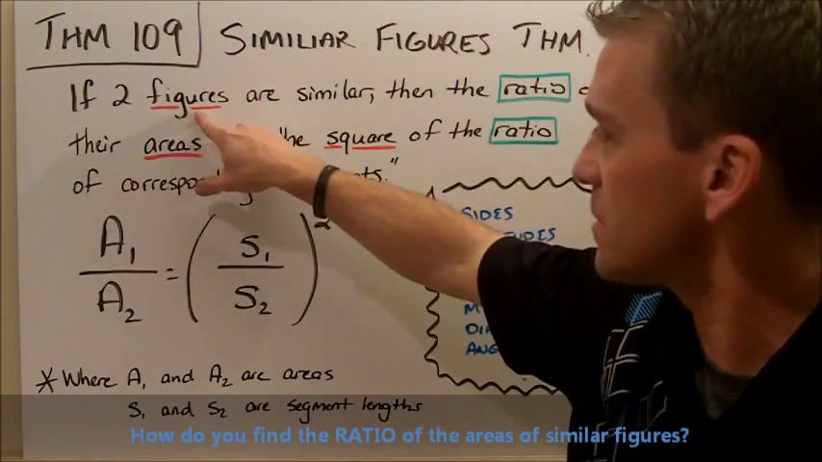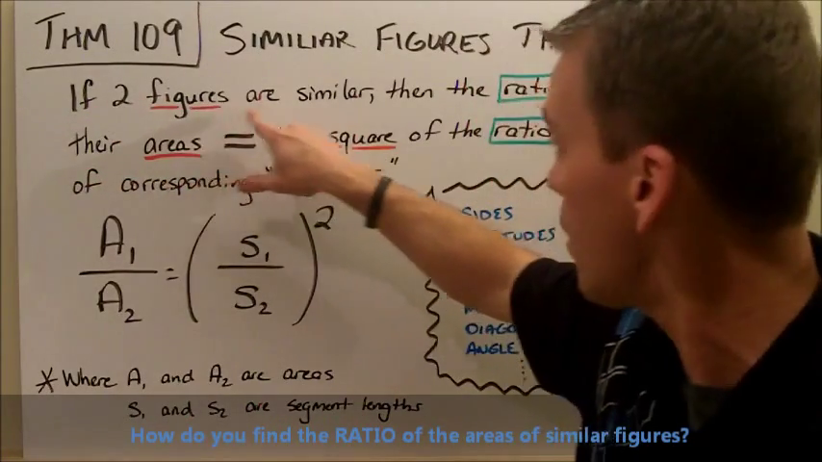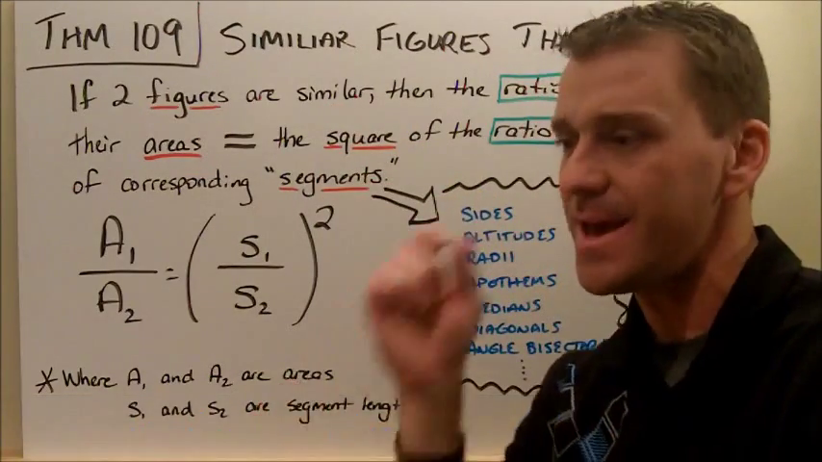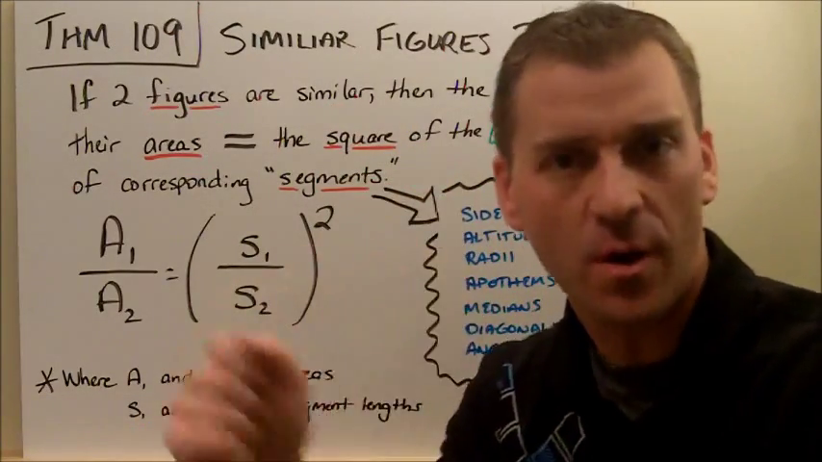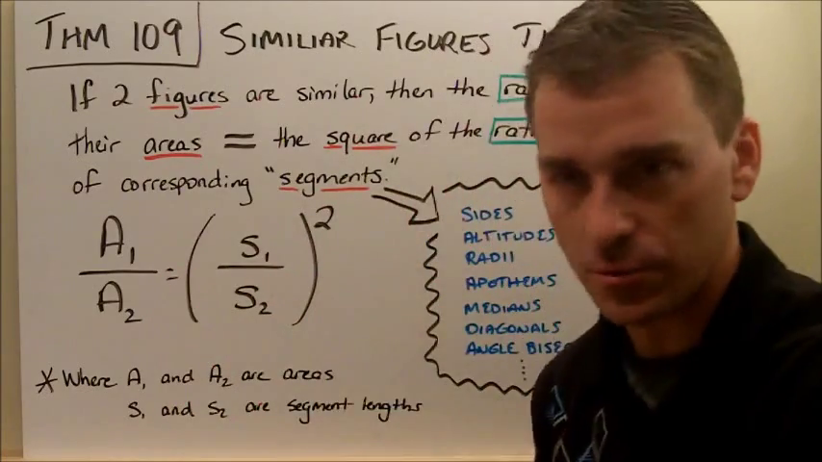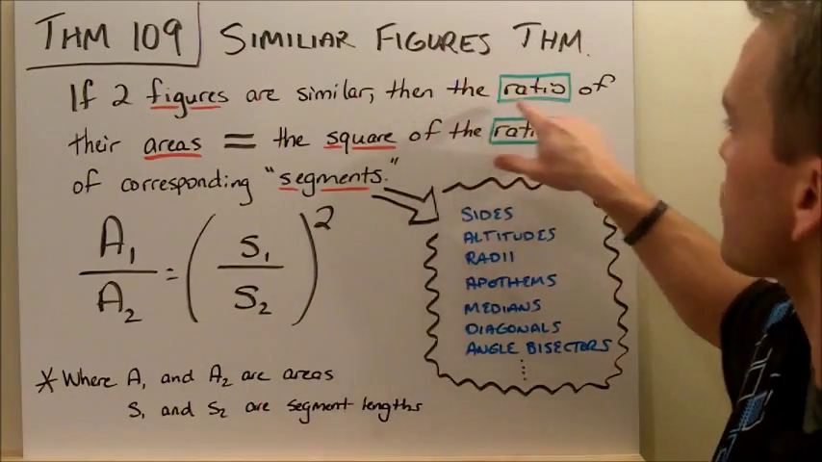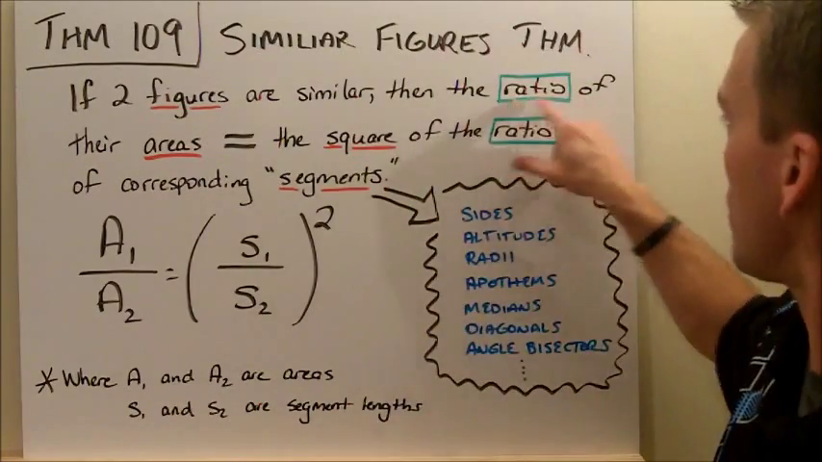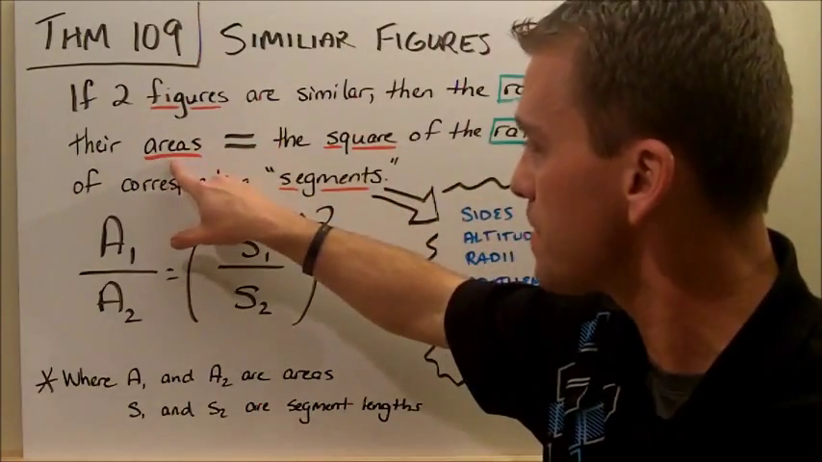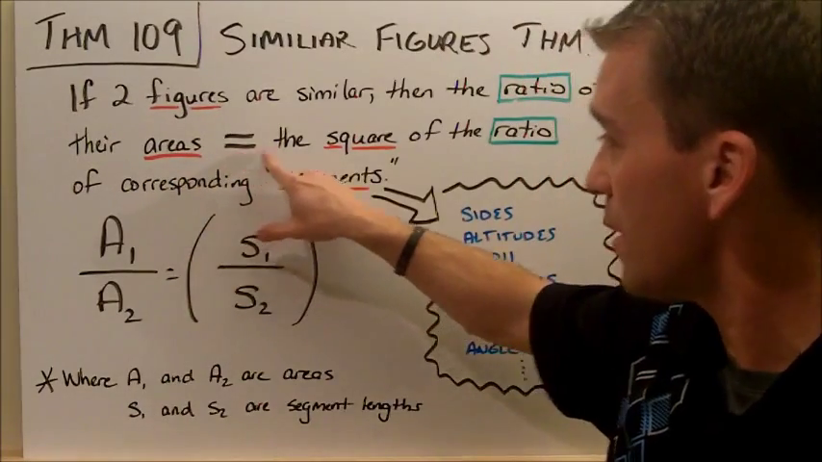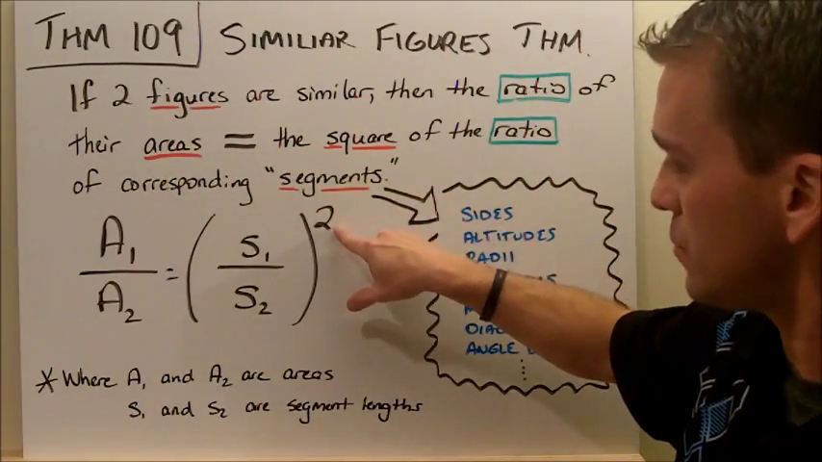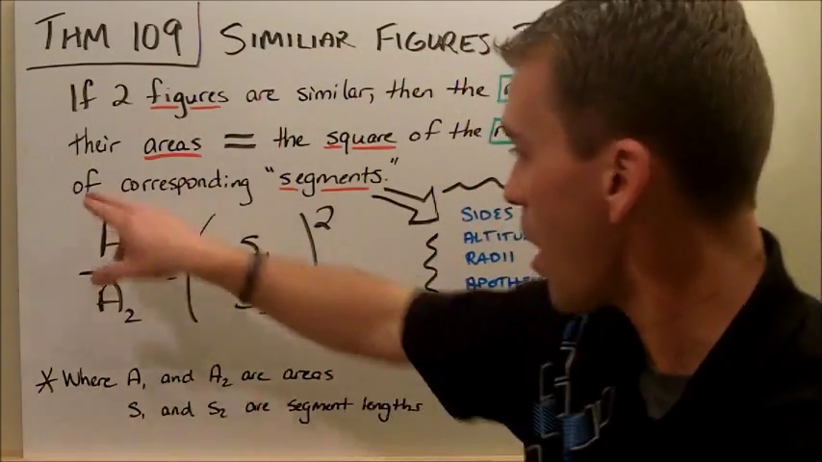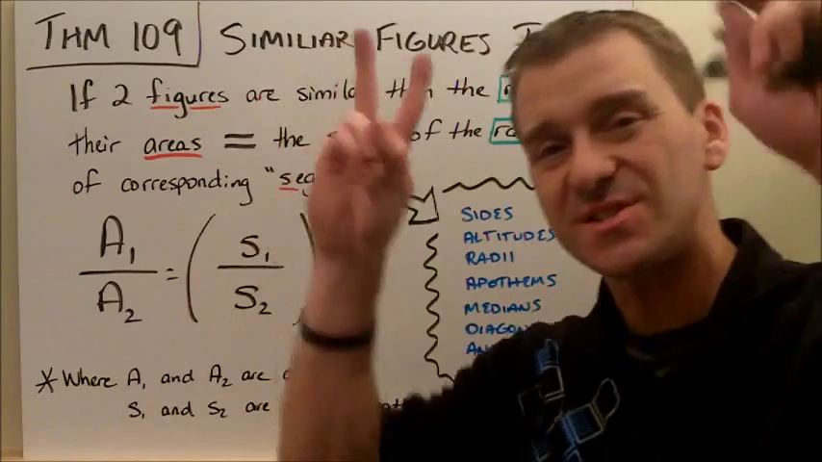If two figures, not triangles, any figure, are similar, so if you know that they're similar, or you can look at it and say, yes, they are, I know they are because of X, Y, and Z we just talked about, if it follows the rules, then the ratio of their areas is equal to the square, meaning squared, of the ratio of corresponding what we call segments.